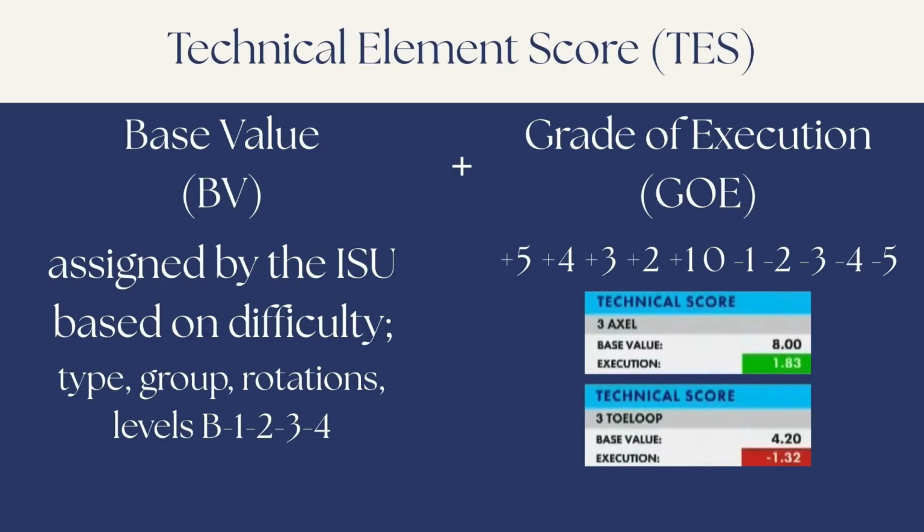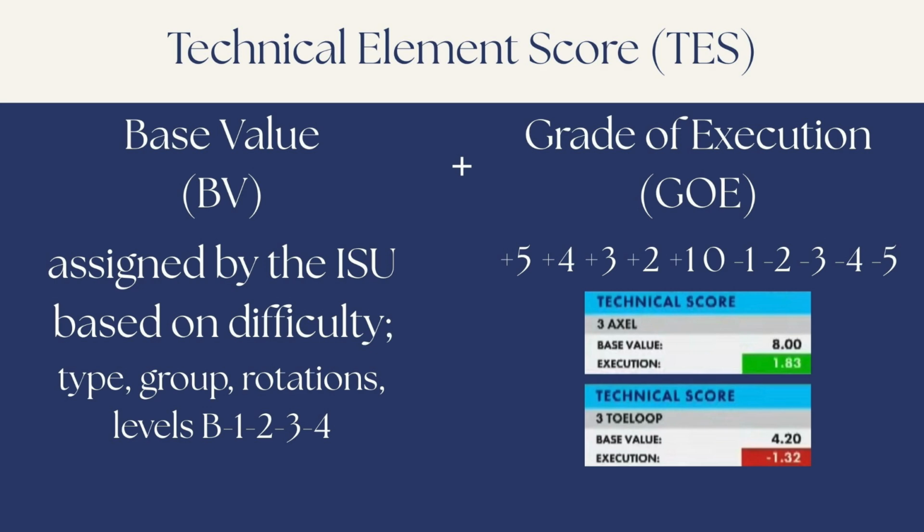The technical element score is what a skater or team receives for the execution of technical elements such as jumps, spins, or step sequences, for example. Each program or segment contains a different number of elements with certain requirements that differ by discipline and program. Each of these elements has a base value, which is assigned depending on difficulty by the ISU. It varies based on element type, group, number of rotations, or in many cases, different levels.